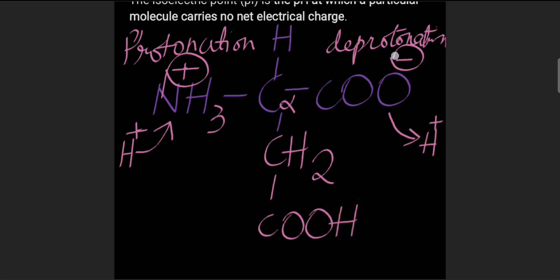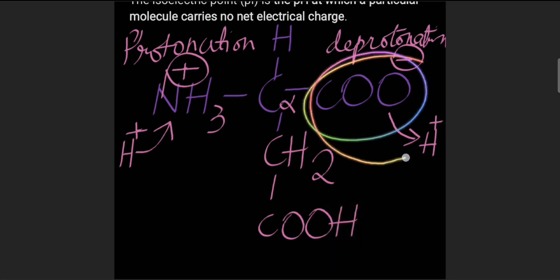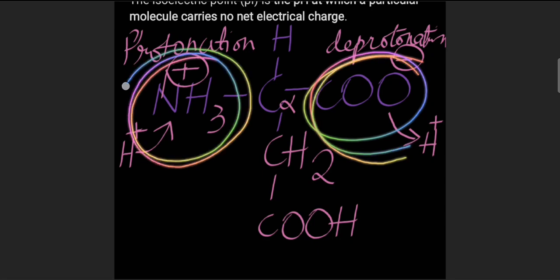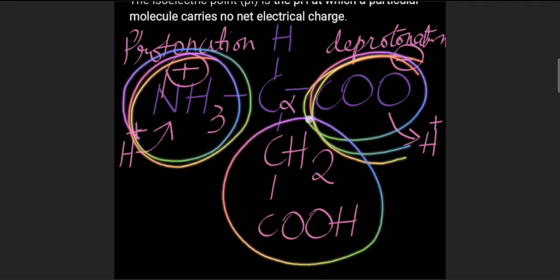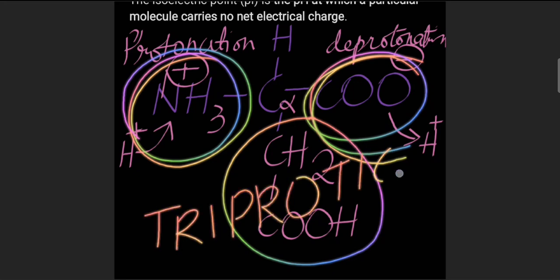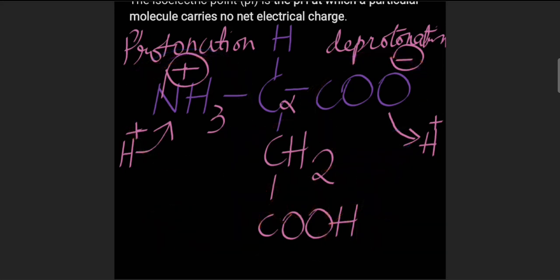So this is the first group that will be accepting or donating a hydrogen. This will be pKa₁. This will be pKa₂, which will be either accepting or donating a hydrogen. And this particular R group also has a functional group which is capable of either accepting or donating a hydrogen. So can you see there are three functional groups which are able to either donate or accept a hydrogen. Therefore, it is known as a triprotic amino acid, right? Now let us go back to what I was trying to say.